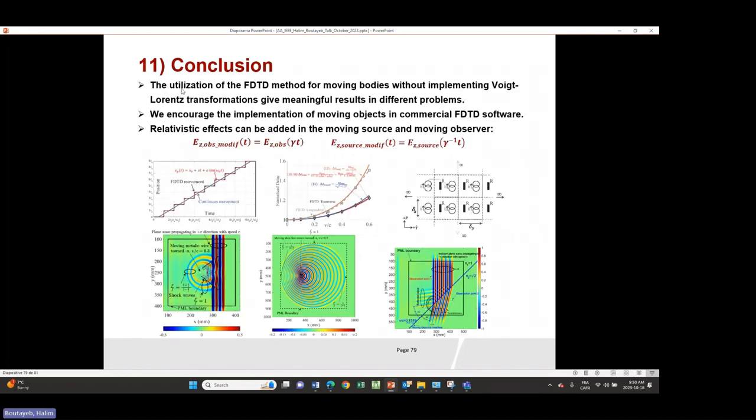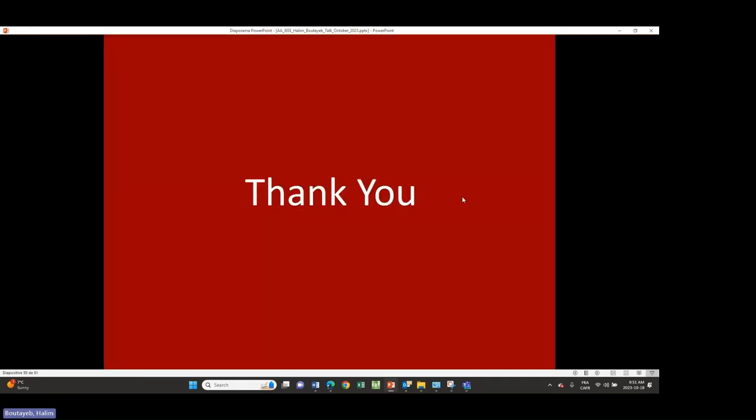So in conclusion, the utilization of the FDTD method for moving bodies, without the implementation of Lorentz deformation, gives meaningful results in different problems. We encourage the implementation of moving objects in commercial FDTD software. The relativistic effects can be added in the moving source and the moving observer by using these formulas. And here we can see different structures we have analyzed. So thank you very much, and I would be happy to respond if you have any questions.